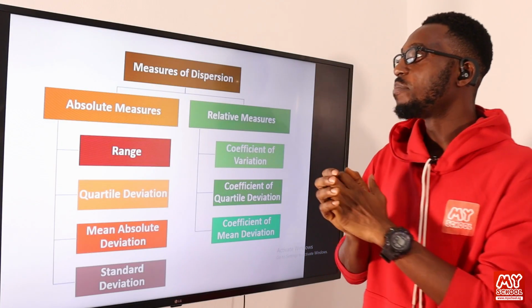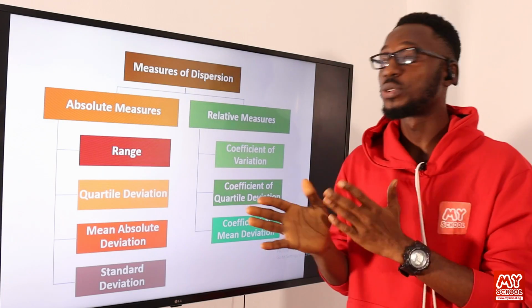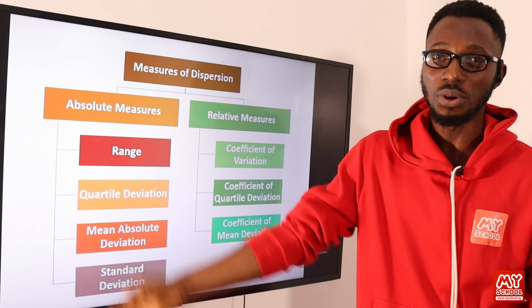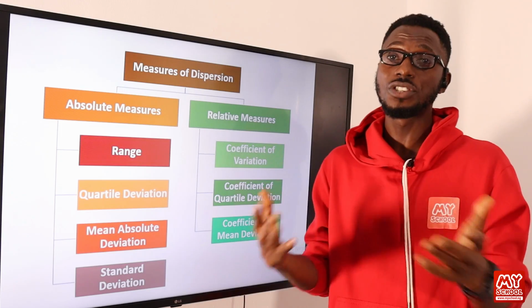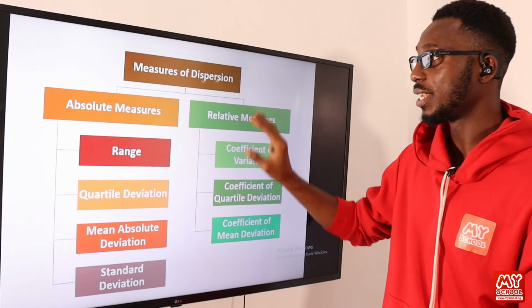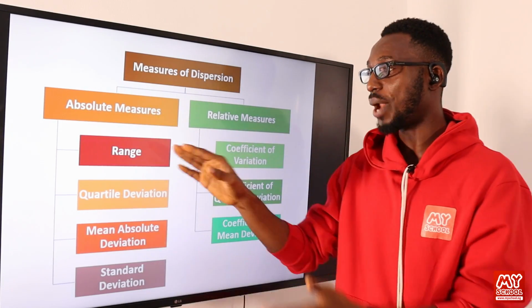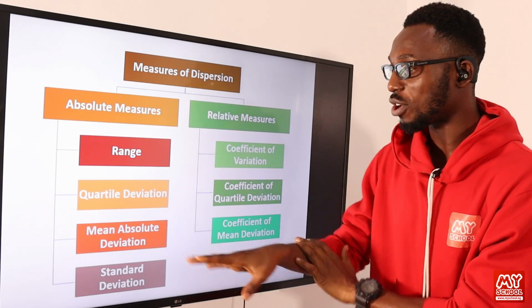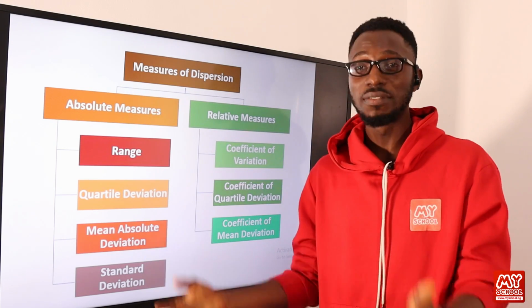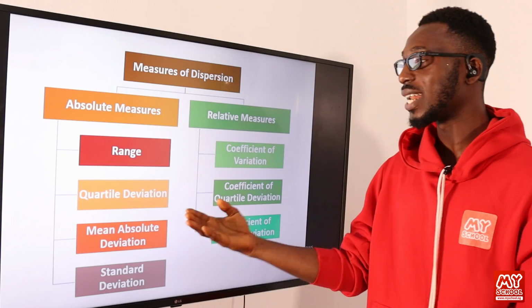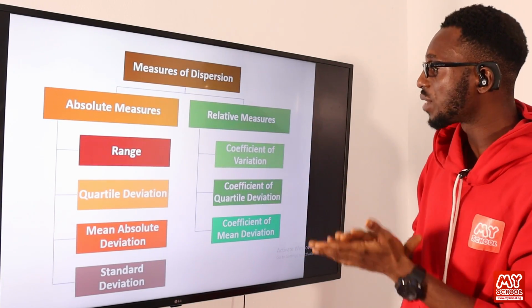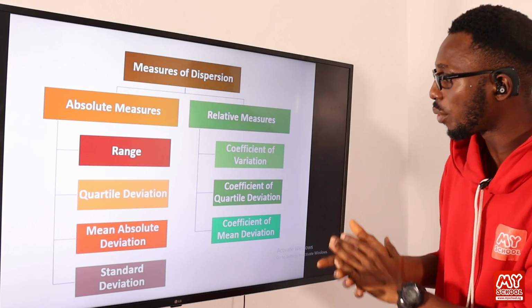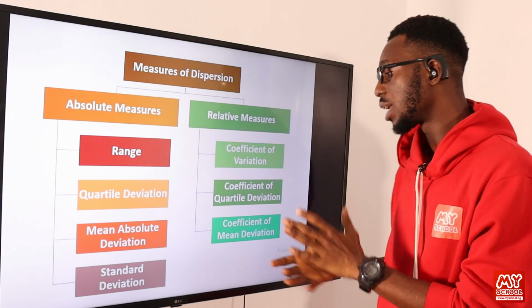Yes, so we have measures of dispersion or measures of variation. We have the absolute measure, and we have the relative measure, sometimes given as the coefficient of dispersion. Under the absolute measure, we have the range, the quartile deviation, the mean absolute deviation or the mean deviation, if you want to put it that way, and the standard deviation, of course. Then for the relative measures, we have the coefficient of variation, the coefficient of quartile deviation, and the coefficient of mean deviation.